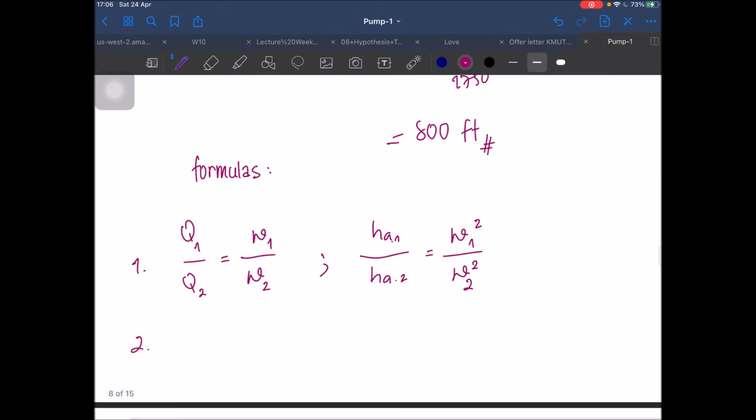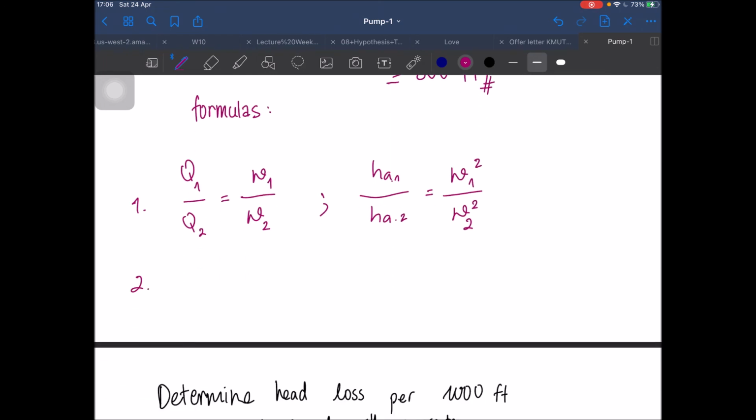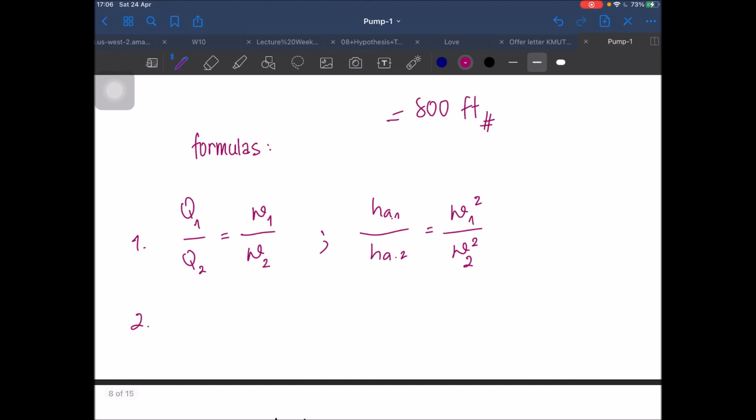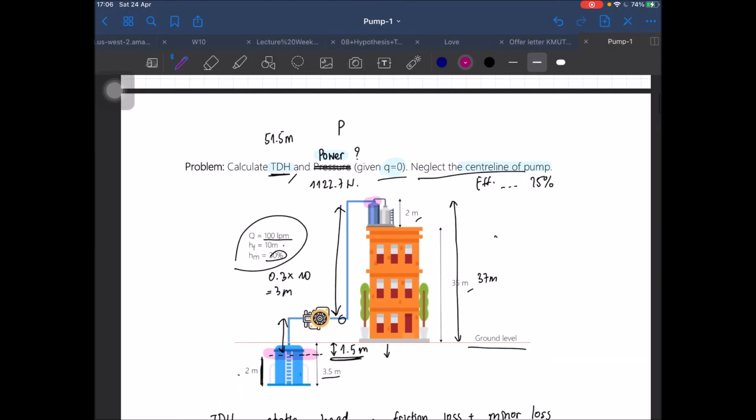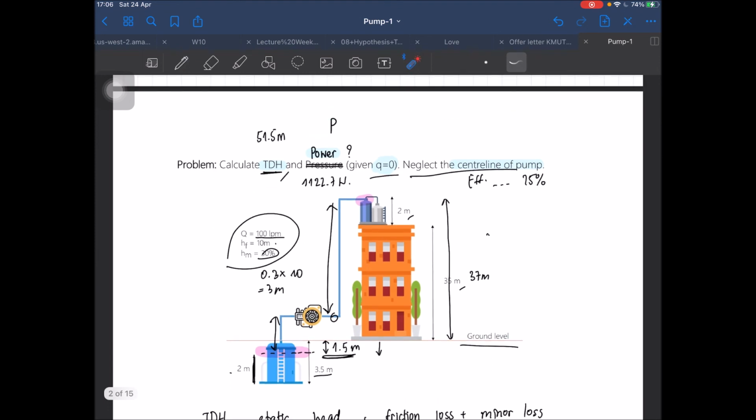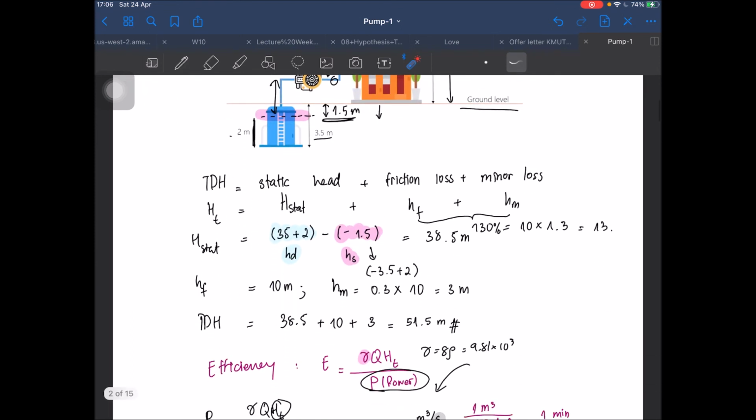So now we have these, what do we call that? TDH equals static head plus friction head plus minor head. Okay, so now let's go through everything again. We want to find the TDH and power. So TDH equals static head plus friction loss plus minor loss.